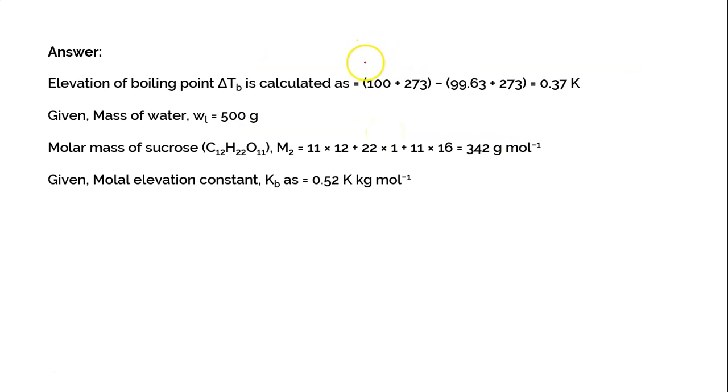So we need to use the formula of elevation of boiling point. We know that elevation of boiling point delta Tb is equal to Tb minus Tb0. Tb is equal to boiling point of the solution, which is comparatively higher, and Tb0 is equal to boiling point of the pure solvent. So Tb as per the given question is 100. You're converting this into Kelvin, and Tb0 is 99.63 converted into Kelvin. So delta Tb is equal to 0.37 Kelvin, and we already know the formula that delta Tb is related to molality. Delta Tb is equal to Kb into molality.